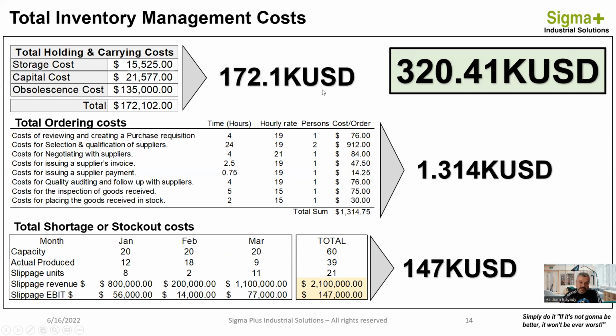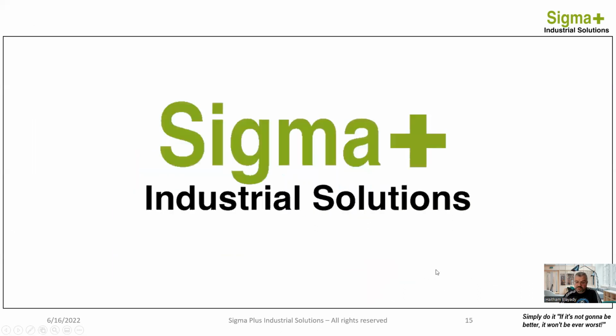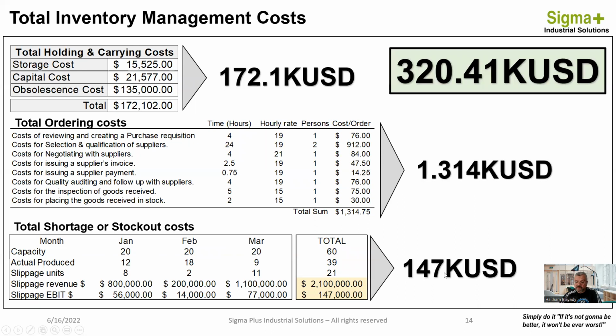Maybe I need to correct myself when I spoke about the total holding and carrying cost. It's not representing the lost cost, it is the $172,000, okay? But the loss in the revenue, in the profit, is $147,000. So I can say that the total inventory management cost is the total sum of the holding and carrying cost, the ordering cost, and the shortage or stock out cost, which is $320,400.